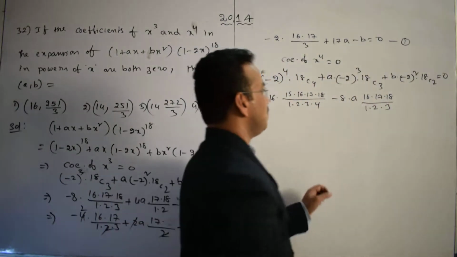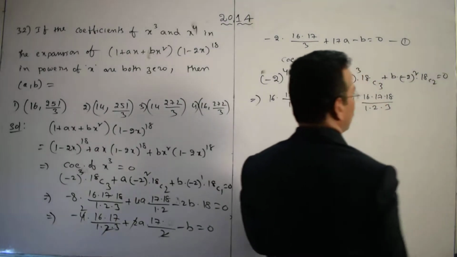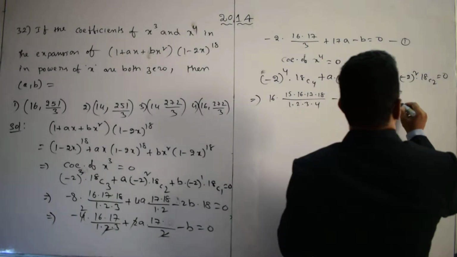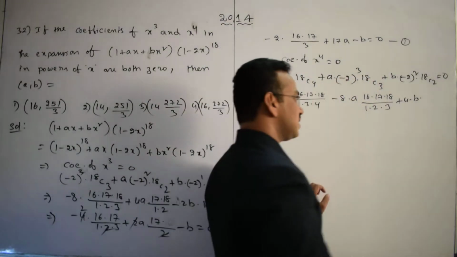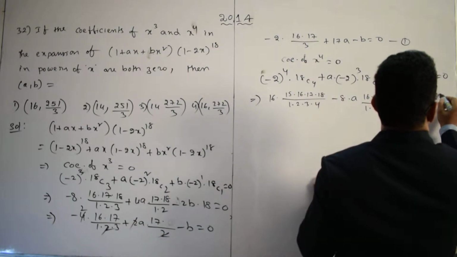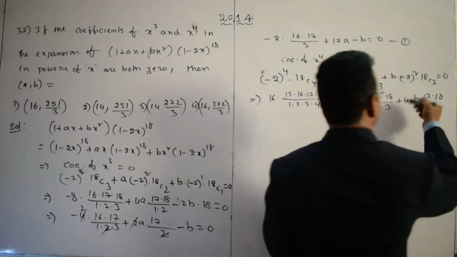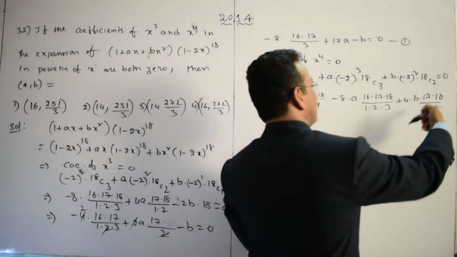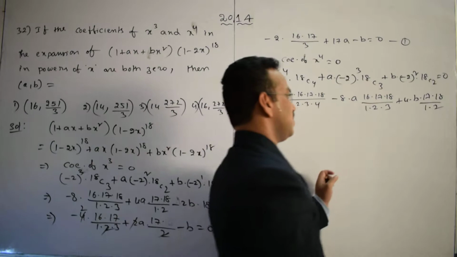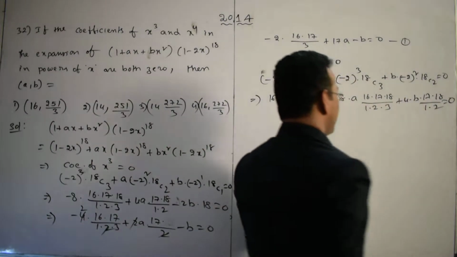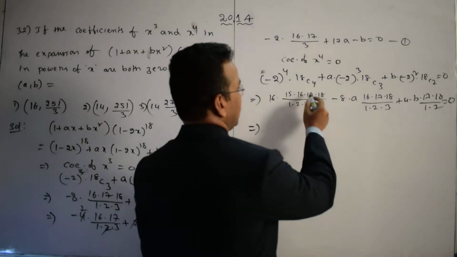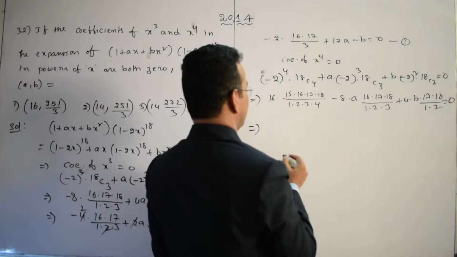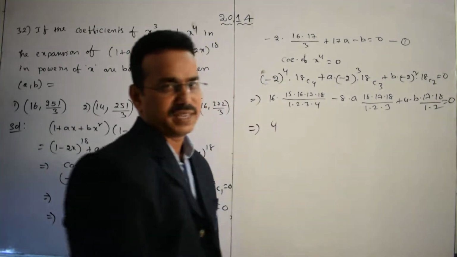In the next step, minus 2 whole square means plus 4 into b, 18C2 means 16 factorial gets cancelled. 17 into 18 by 1 into 2. Now 4 into 17 into 18 by 1 into 2 you have to take common and equal to 0. So finally, the next step it becomes 17, 18 by 1 into 2, 4 is out. Here 4 is out, 4 remains.